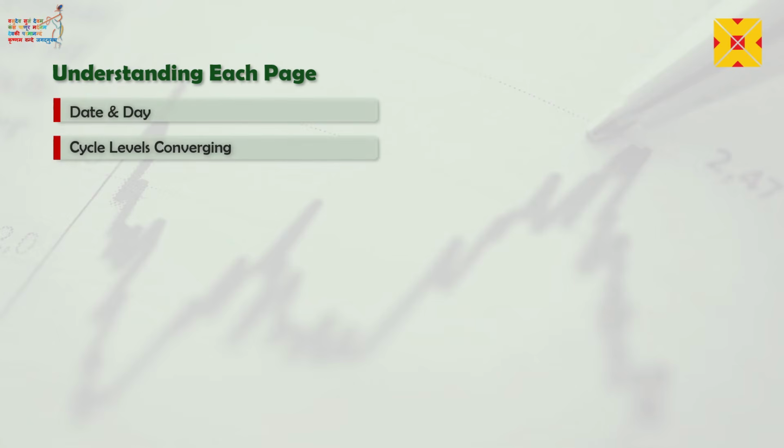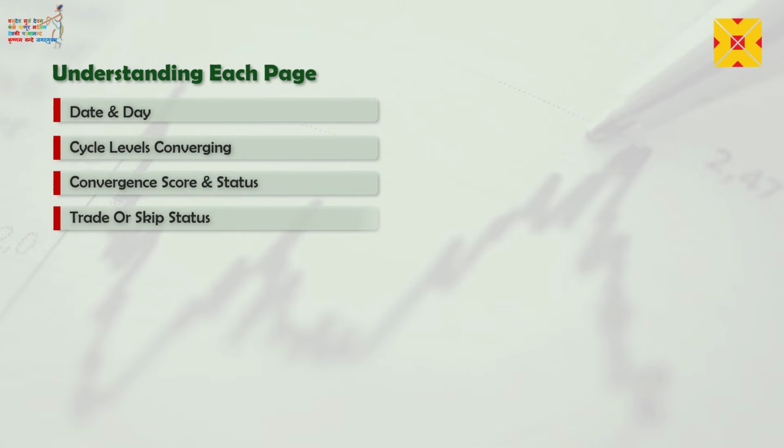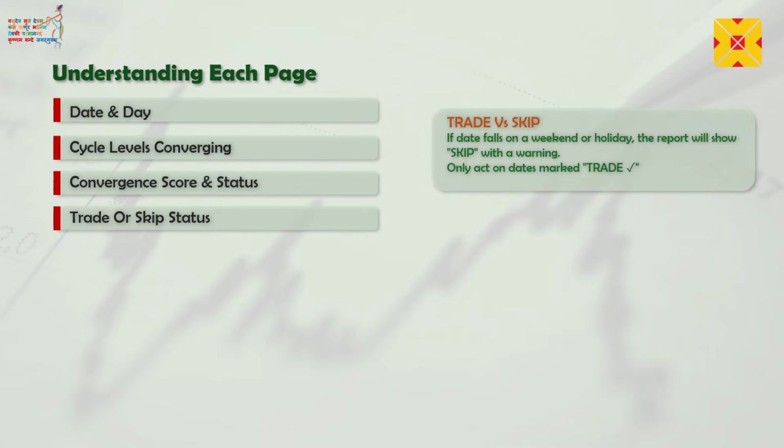Each page of the action report follows a consistent structure. At the top, you'll see the date and day of the week. Below that, you'll find which cycle levels are converging on this date, followed by the convergence score and status. The trade or skip status is important. If a date falls on a weekend or holiday, the report will clearly say skip with a warning. Only act on dates marked trade with a check mark.